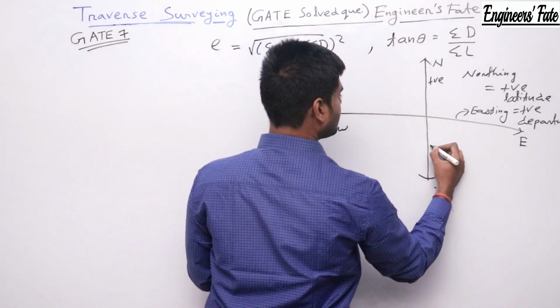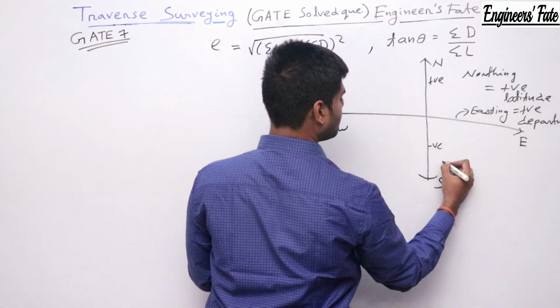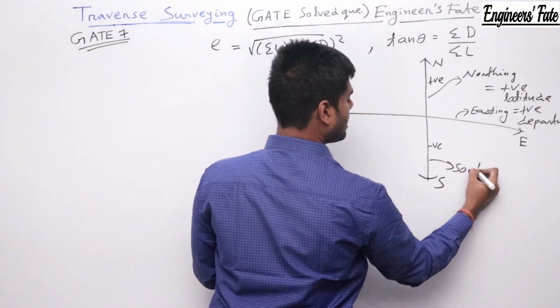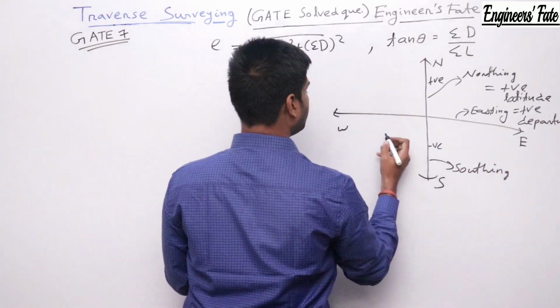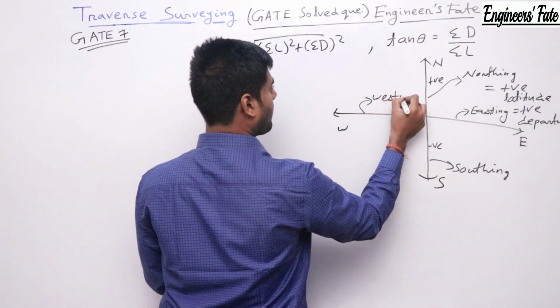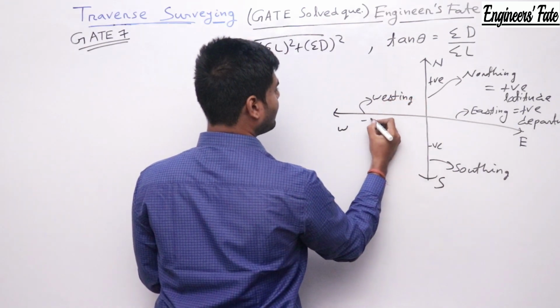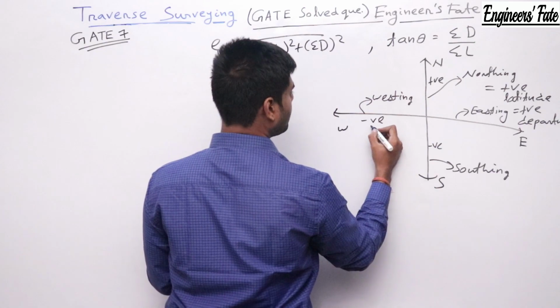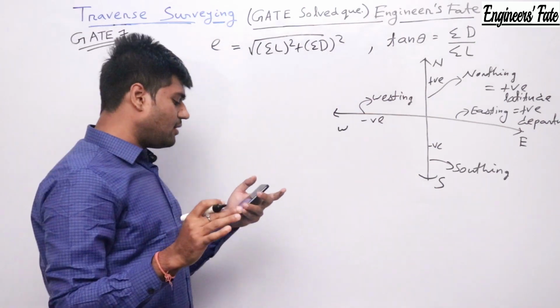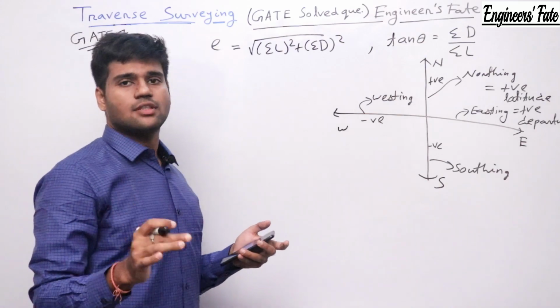So this is southing. Southing means negative. This is northing, this is southing. Similarly westing also, this is westing. Westing means negative departure values. Okay, so he has directly given the latitude values and departure values.